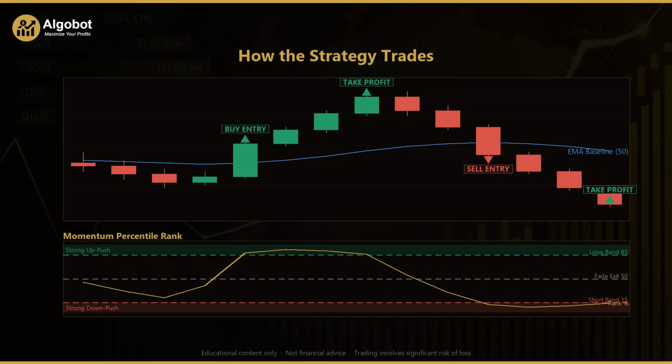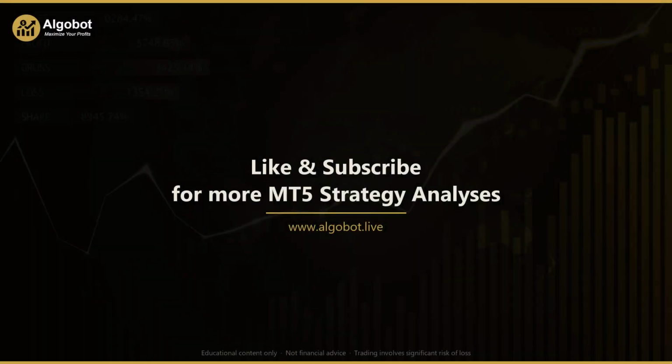Of course, not every signal in real markets resolves this cleanly, which is exactly why the fixed stop is there on every trade. And that brings us to the end of our breakdown of Momentum Percentile Breakout. We covered the core idea of ranking momentum against its own recent history, the percentile rank engine, the EMA baseline trend filter, the symmetric long and short entries on a fresh band crossing, and the ATR stop, ATR target, and momentum fade exit that manage every trade.